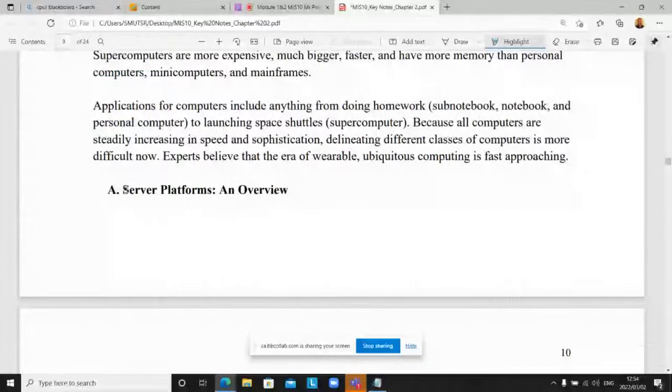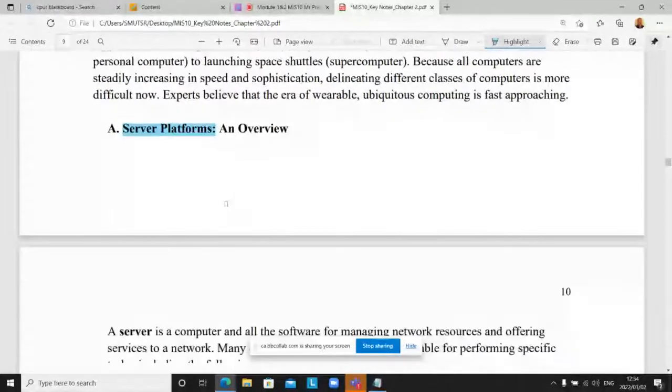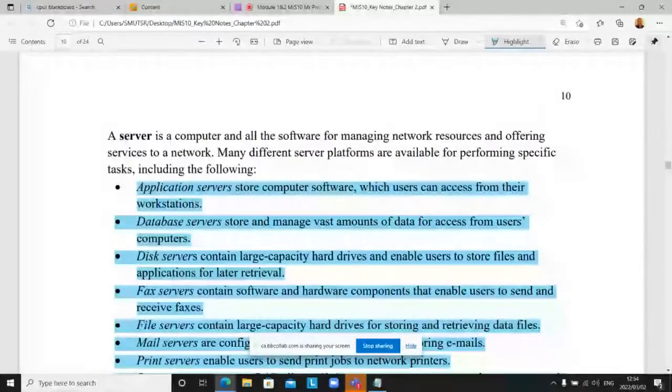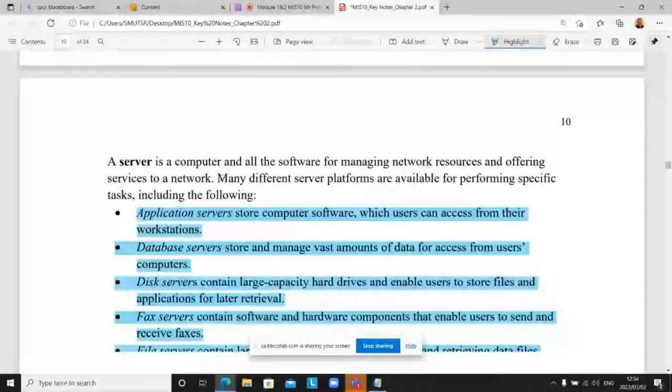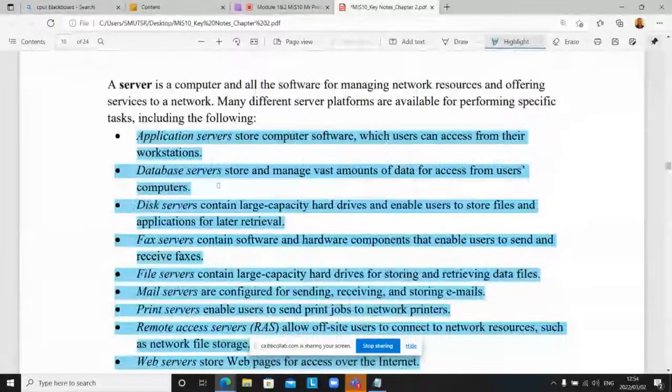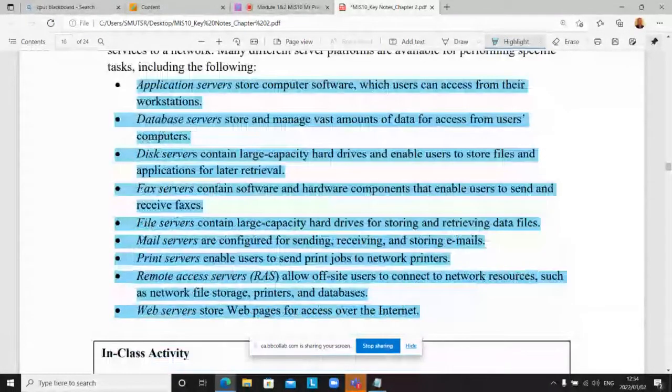Server platforms, that's the one that I just mentioned. So you need to associate server platform with the following: application servers, database servers, disk servers, fax servers, file servers, mail servers, print servers, remote access servers to connect from outside into your company, and web servers, of which we know there are so many out there. So you would need to be able to give us an example of at least maybe 5 of those.